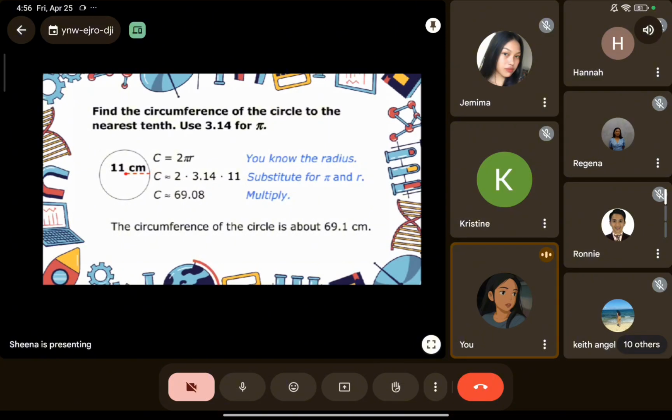Let's look at the number in the hundredths place. In 69.08, the tenths place is 0 and the hundredths place is 8. If the hundredths digit is 5 or more, you round the tenths digit up by 1. So, since 8 is greater than 5, the 0 in the tenths place becomes 1. So it becomes 69.1 cm. Next slide.